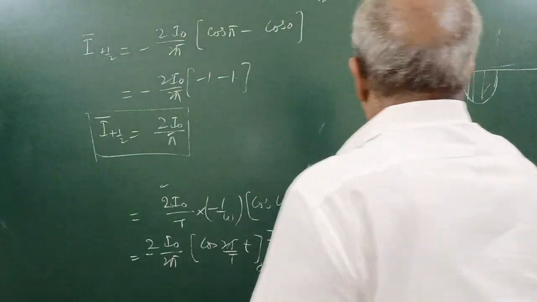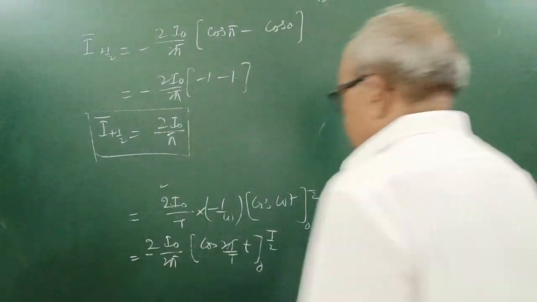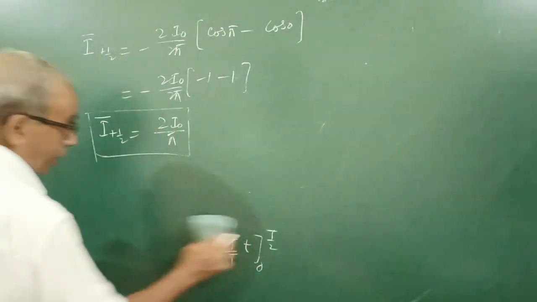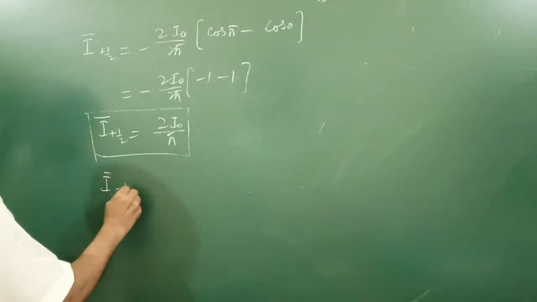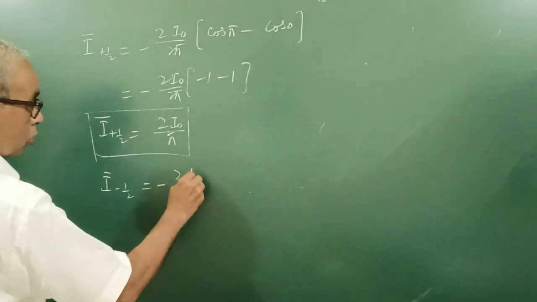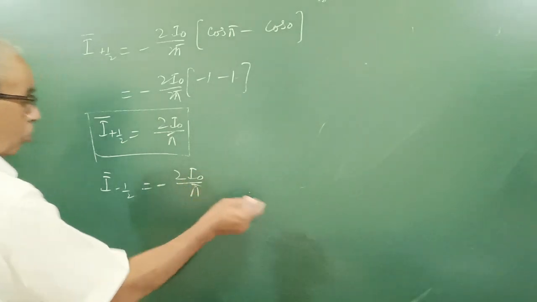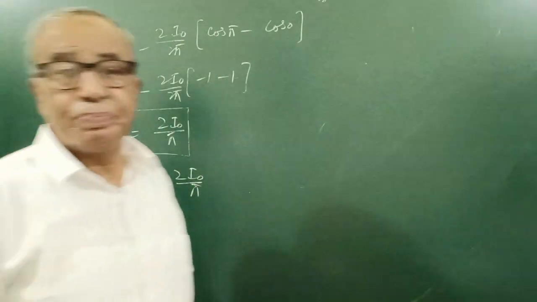What is the average value of the half cycle? For the positive half, it is 2I0 upon pi. For the negative half, it will be minus 2I0 upon pi, and therefore for the complete cycle it is 0.